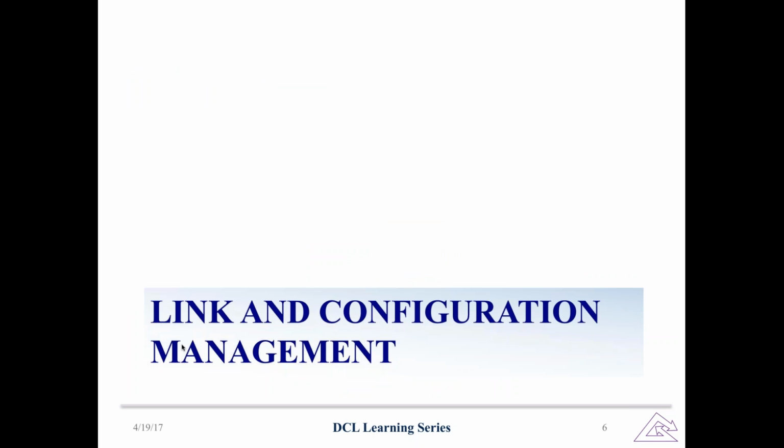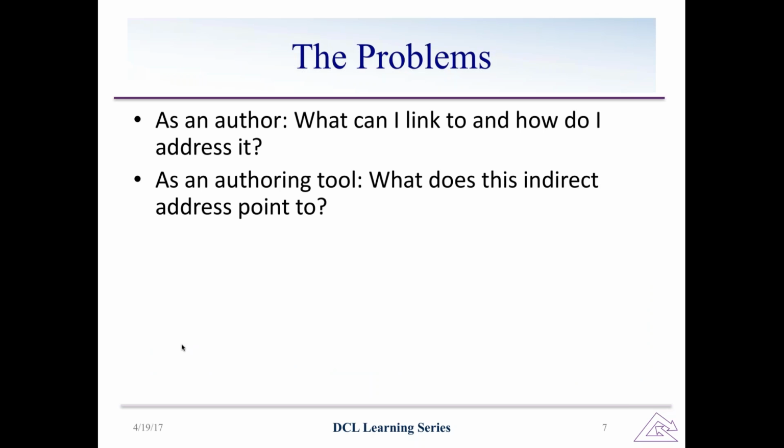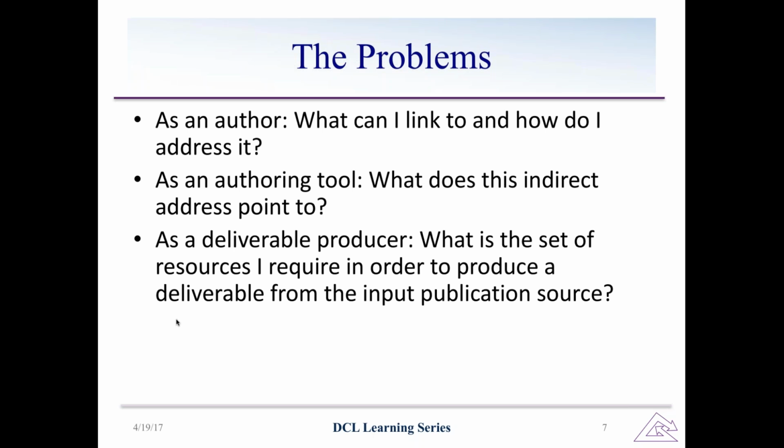All right, so let's talk about link and configuration management. So what's the problem? The fundamental challenge here is, as an author, what can I link to, and how do I address it? That is, how do I actually construct the link so that it will work over time? If I'm an authoring tool, I need to know, especially for indirect addresses, what does this indirect address point to? Because you'd like to be able to make that link active, show what's at the end of it, give some preview of that link. Right? That's a challenge for authoring tools.